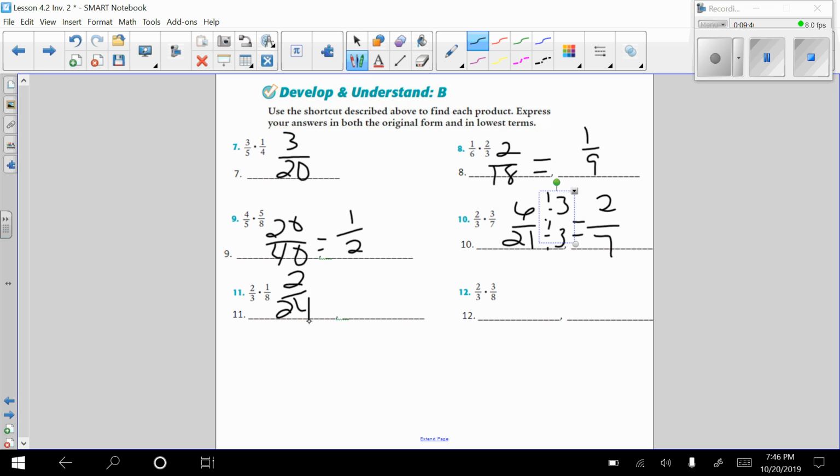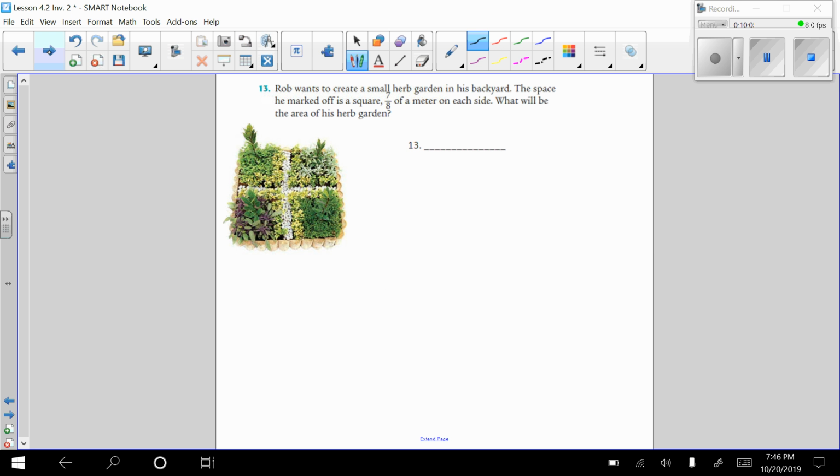Welcome back. Hopefully these are the answers that you received by getting the multiplication down pat. Remember, top times top, bottom times bottom. If you're not sure, go ahead and give it another whirl. Draw a diagram if you have to, but double check. Let's look at number 13. Rob wants to create a small herb garden in his backyard. The space he marked off of the square is 7/8 of a meter on each side. What is the area of the herb garden?